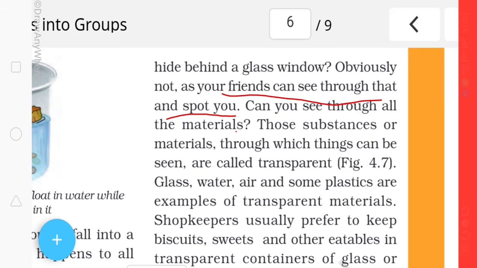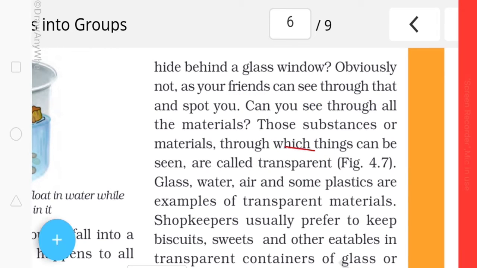No, we cannot see through all the materials, but we can see through glass. Glass is also a material through which we can see, but we cannot see through all the materials. Those substances or materials through which things can be seen are called transparent. If it is transparent, then we can see through.